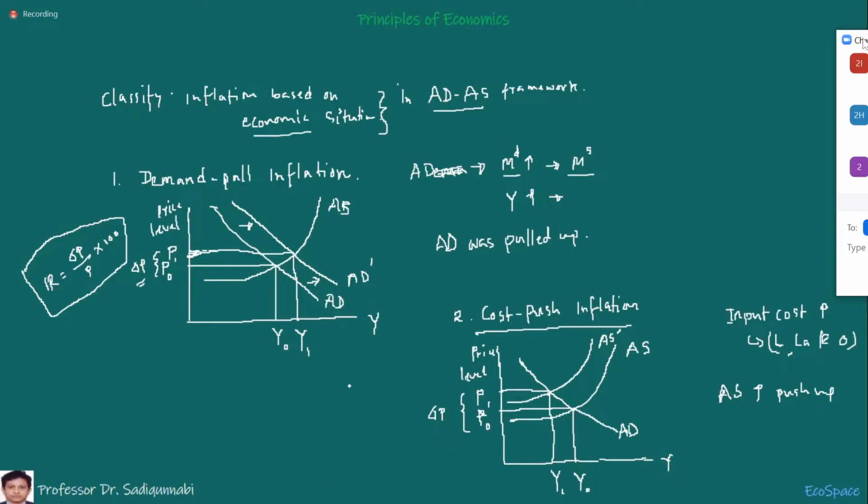Okay. Now, can you tell me what is the basic difference between these two types of inflation? Number one, income increases in demand pull inflation. Income increases in demand pull, I mean, the inflation based on AD. That means demand pull.